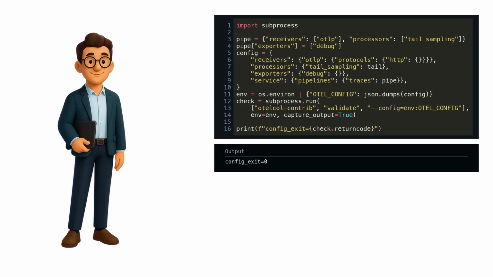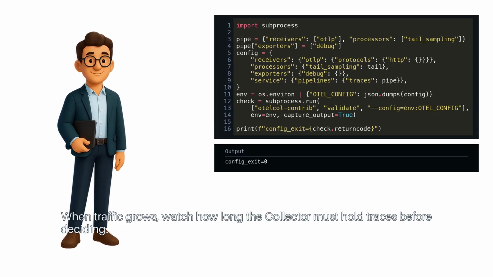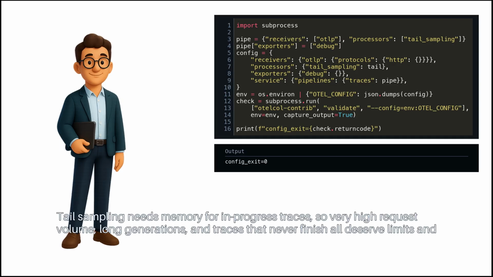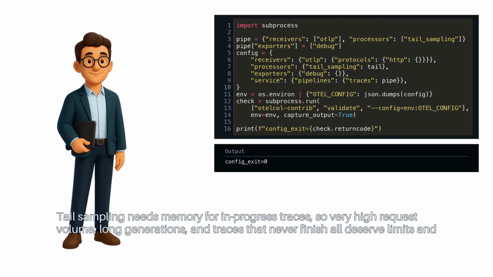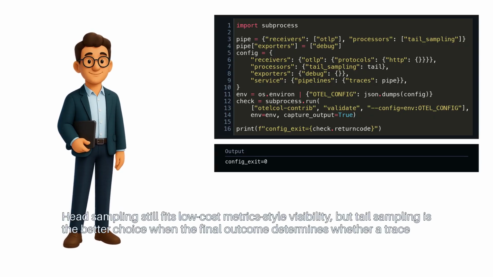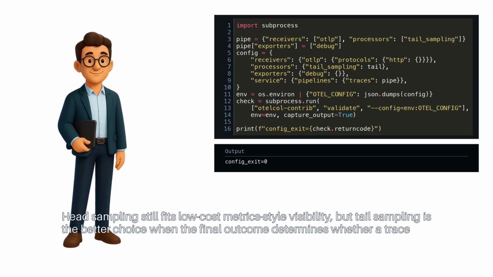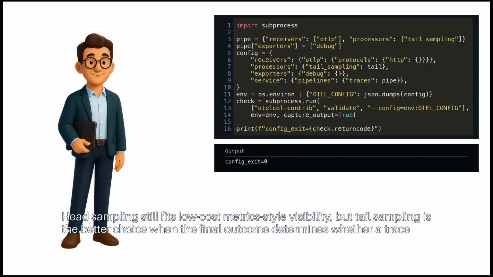sampling pipeline. When traffic grows, watch how long the collector must hold traces before deciding. Tail sampling needs memory for in-progress traces, so very high request volume, long generations, and traces that never finish all deserve limits and monitoring. Head sampling still fits low-cost metric-style visibility, but tail sampling is the better choice when the final outcome determines whether a trace matters.